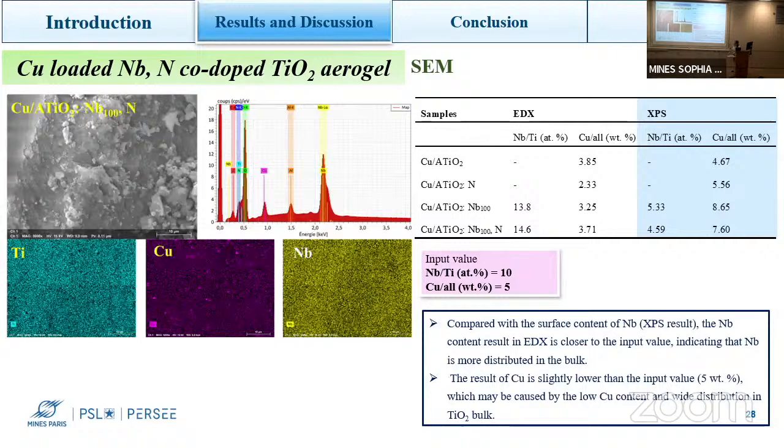And from XPS, it calculates the surface content of different species. For niobium, it's much lower than our input value. For copper, without niobium the copper on the surface is lower, and with niobium the copper on the surface is much higher. This also suggests that after niobium doping, the copper maybe has electron transfer with niobium, and also niobium maybe introduces some surface defects, and that's why it can introduce more copper onto the surface.